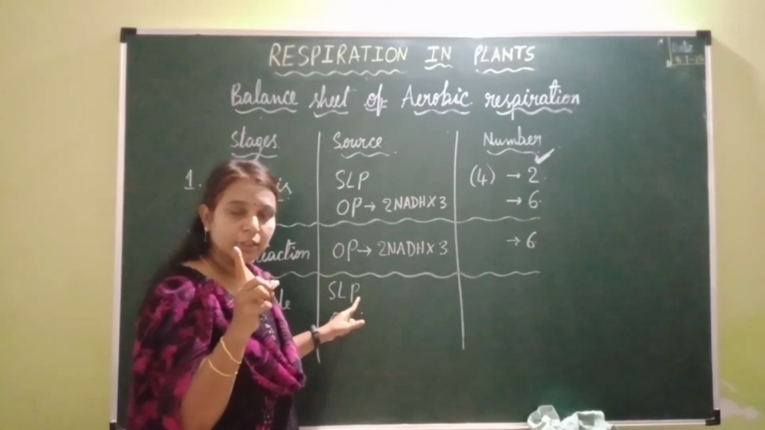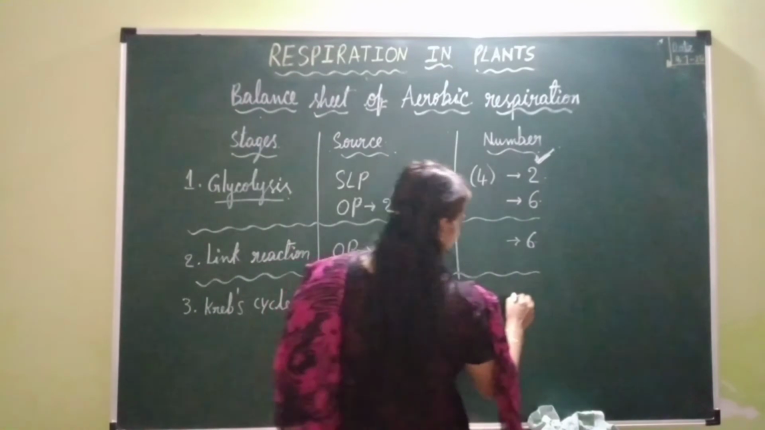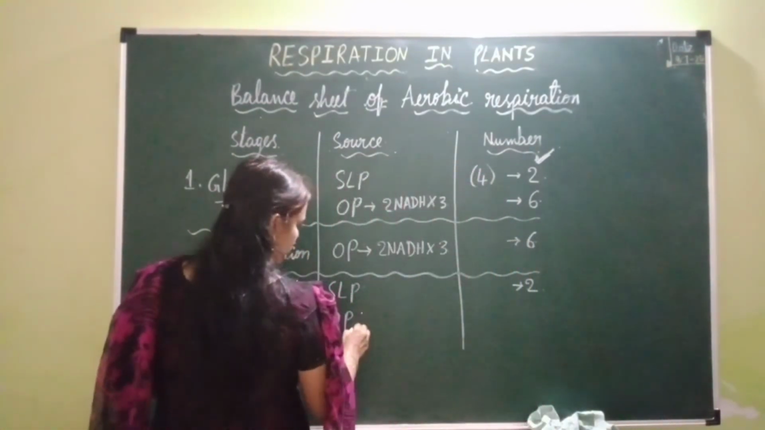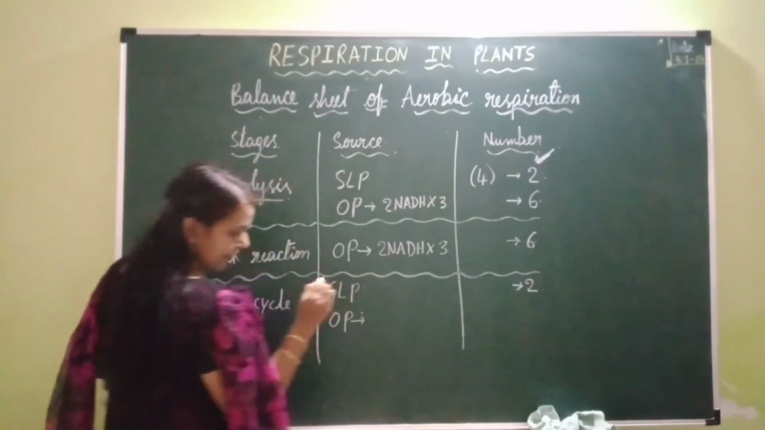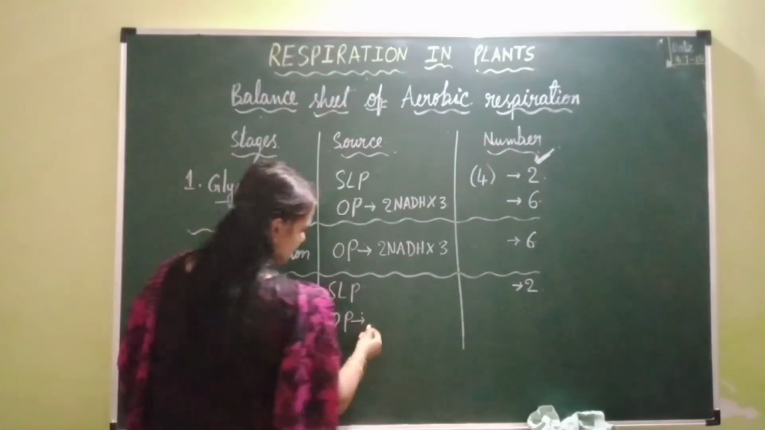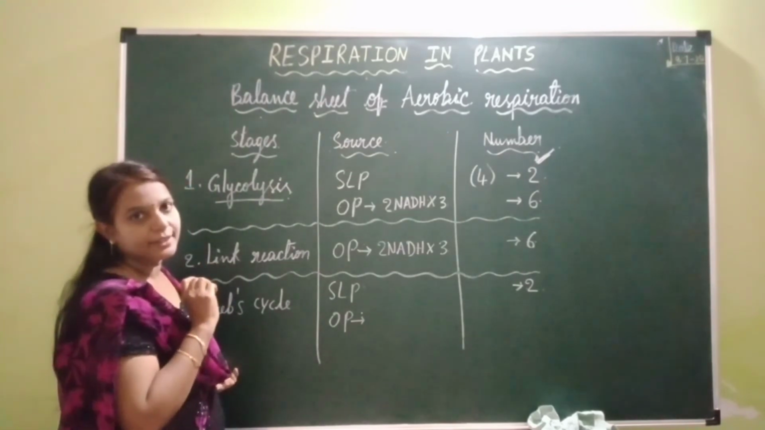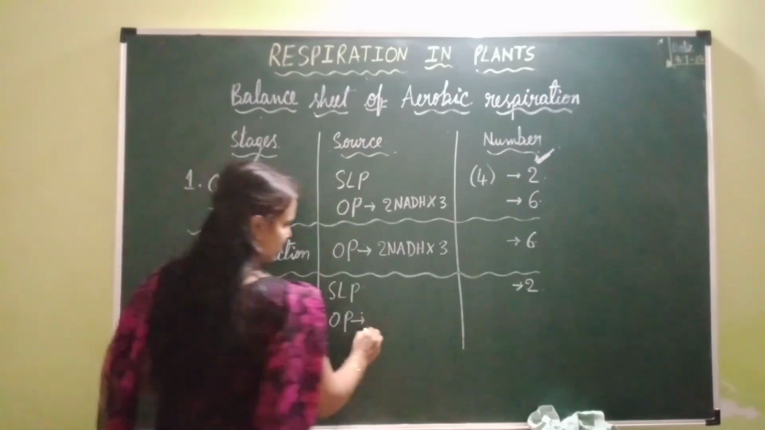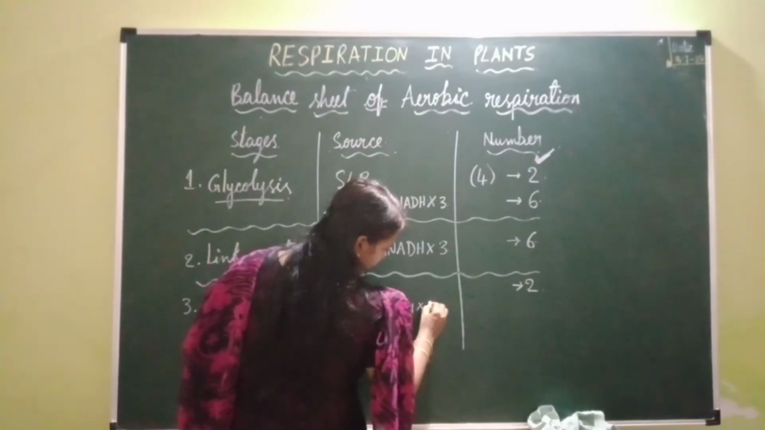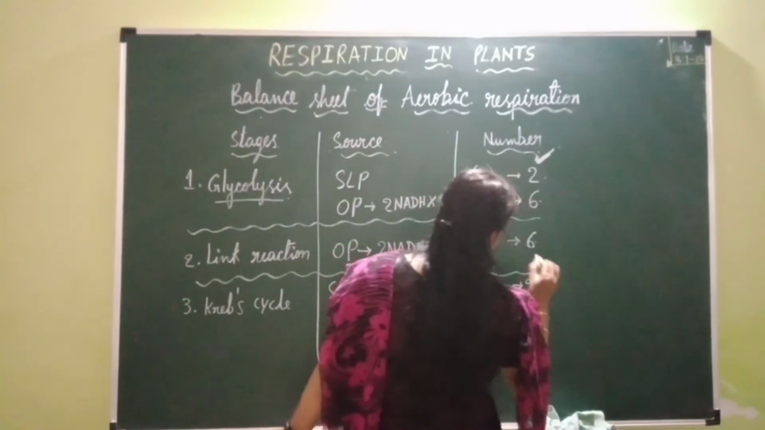So per 2 molecules of acetyl coenzyme A, 2 cycles of Krebs cycle occur. So per 1 cycle through SLP, 1 ATP will be formed. So per 2 cycles of Krebs cycle, how many ATPs? 2 ATPs will be formed. Next, coming to OP. During this Krebs cycle, through oxidative phosphorylation, both NADH2 and FADH2 synthesis occurs. So how many NADH2s will be formed per 1 cycle? 3 NADH2s. So per 2 cycles, 6 NADH2s. So 6 NADH into 3 ATPs, 6 threes are 18. So 18 ATP.